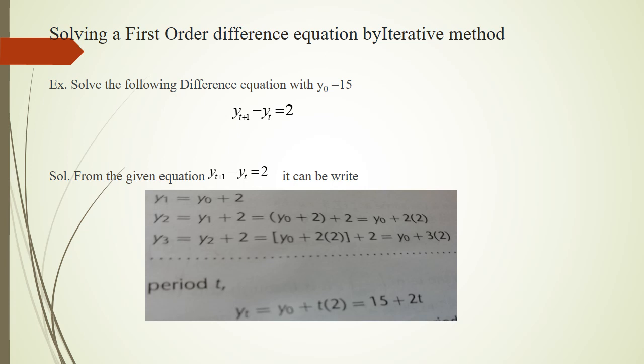So in this way we will come to the t period, that is yt equal to y0 plus 2t. This is the time path of this difference equation. Now you can see the objective is fulfilled here. That is, we got the time path, that is yt, and there is no difference. That means t plus 1, t, these things are not there. Only yt equal to given.